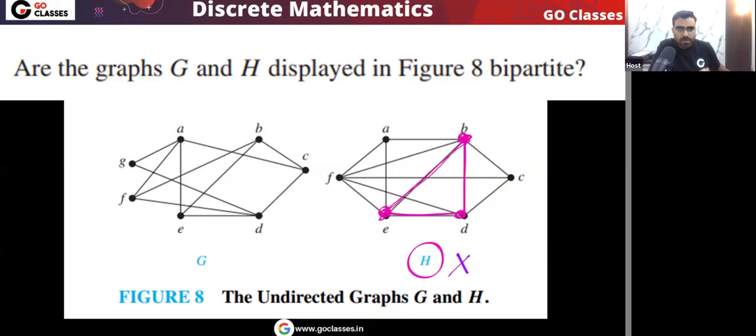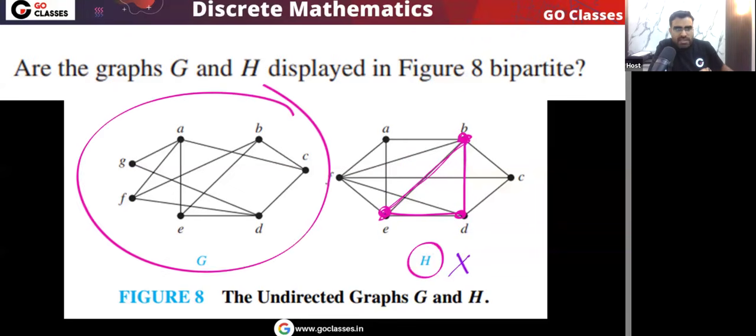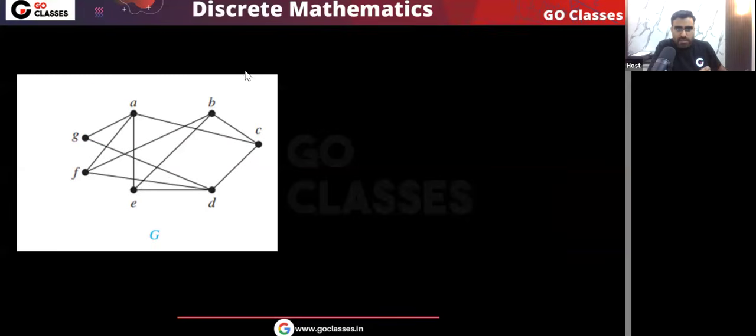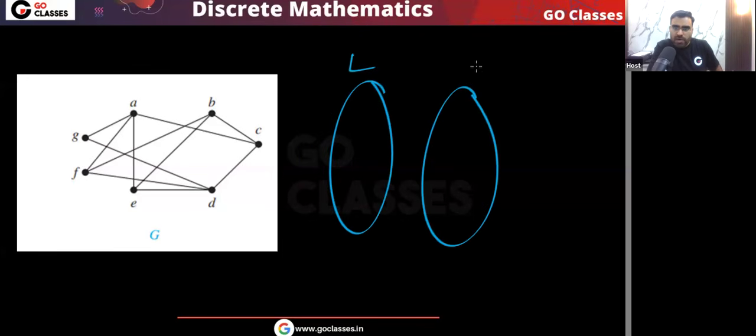What about this graph G? This graph G looks like a complicated graph. So the best way is to create a bipartition, because this is looking like a complicated graph. So what you can do, you can try to create a bipartition L comma R. We will try to partition the vertices into two parts such that every edge is between these two parts. Okay, so let's start.